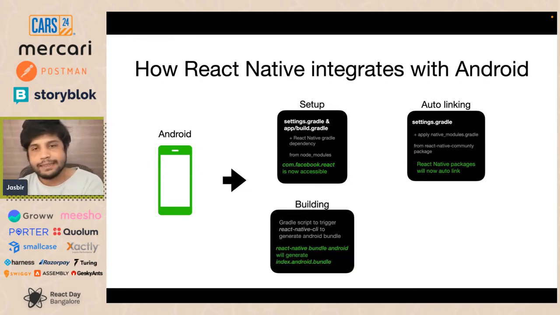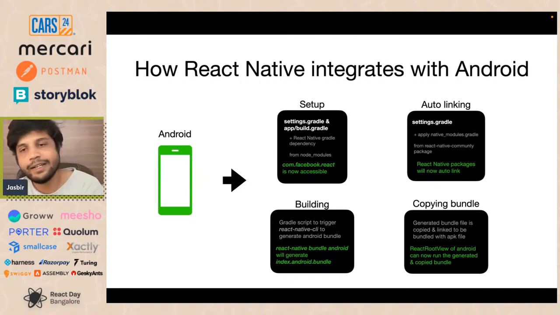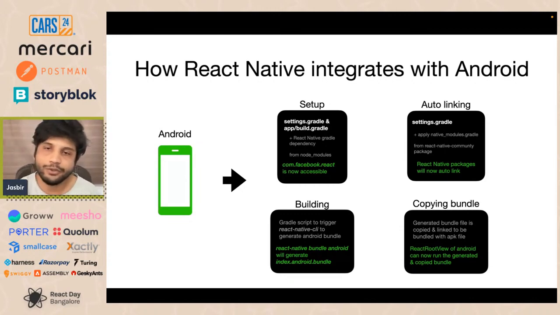And next is the build step, where in the Gradle there's a script which would trigger your React Native CLI to generate the Android bundle, which is the index.android bundle, which has all the JavaScript code. And then finally, this generated bundle needs to be copied into the project, so it is getting bundled with the APK file when it is going to the Play Store. So in this case, there's this React root view, which comes from the React Native package. And this React Native root view will be able to run the generated bundle and render native views using this bundle. So this is in a nutshell how React Native works inside Android.